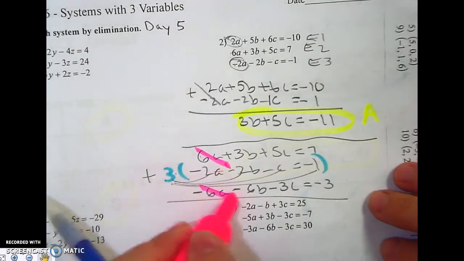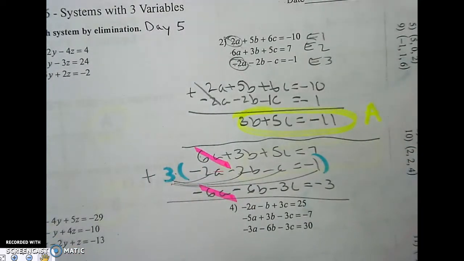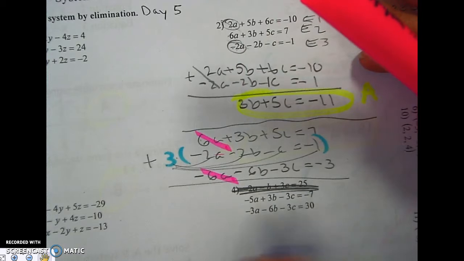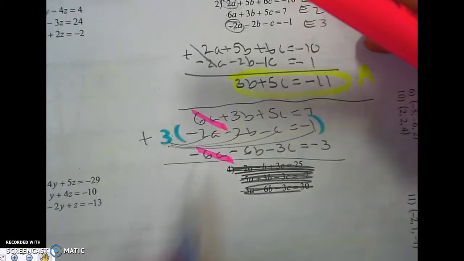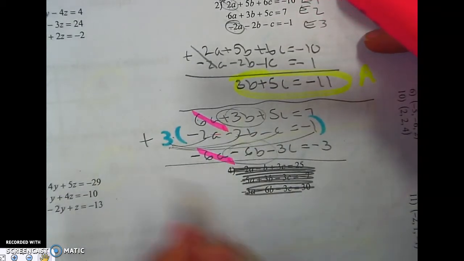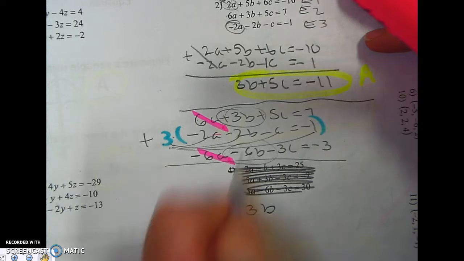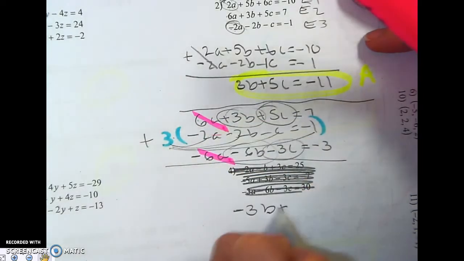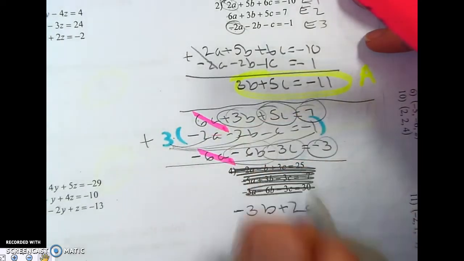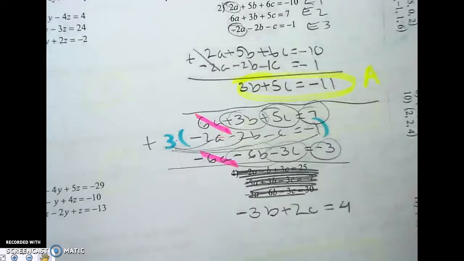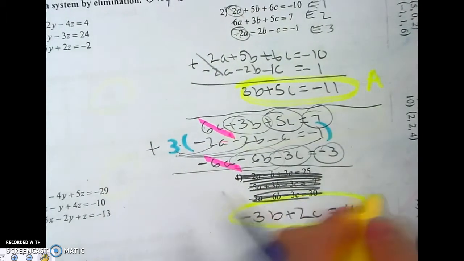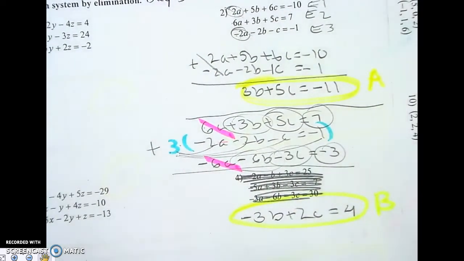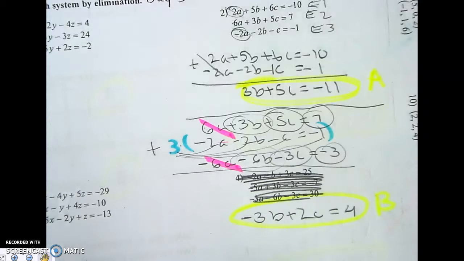So 6a minus 6a is gone. I'm going to cover this up because I'm just writing all over this. 3b minus 6b is negative 3b. 5c minus 3c is 2c. And 7 minus 3 equals 4. So now I've created, for my two 3x3s, two 2x2s.